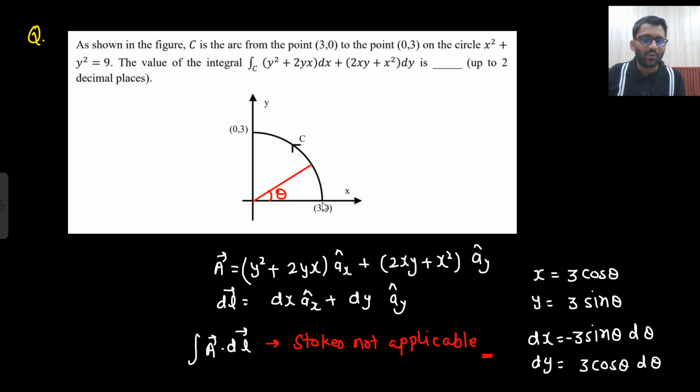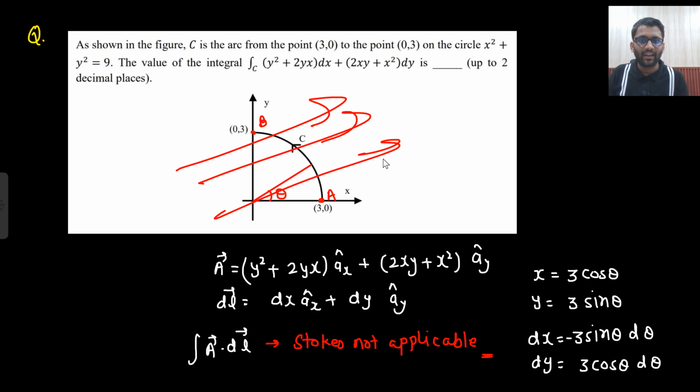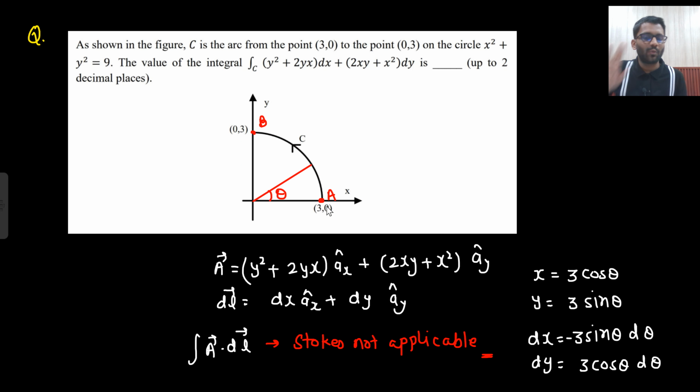The thing is, I need to go from point A to point B. If my vector field F or vector field A is conservative, then I can go from A to B using any path. So better I will go like this. It will be easy for me to calculate. Are you getting this point? How will I go? I will go like this. So it will be very easy for me to calculate.